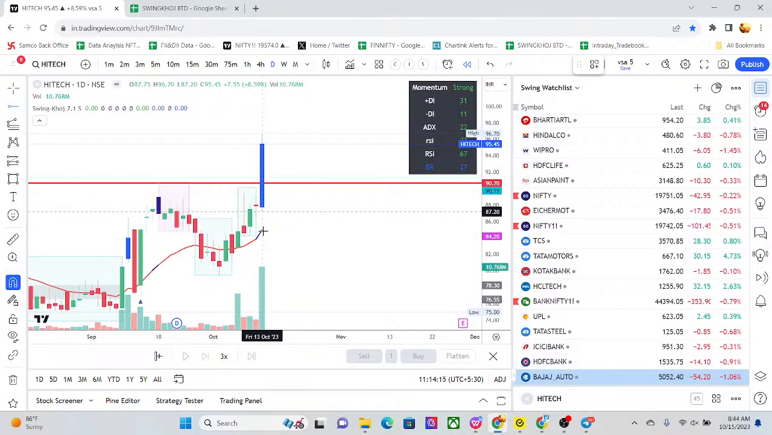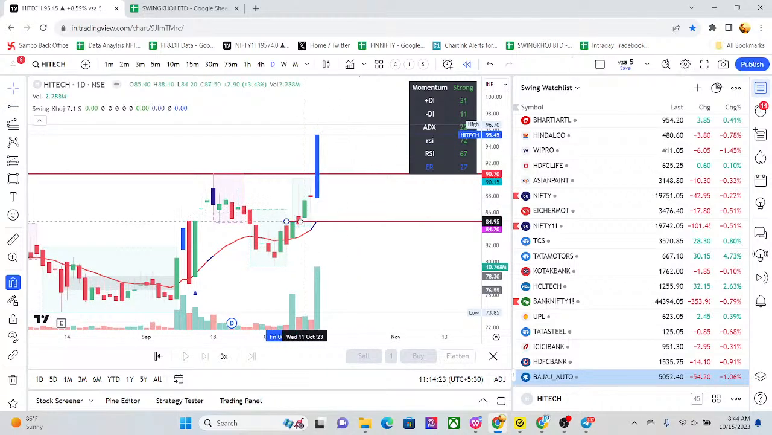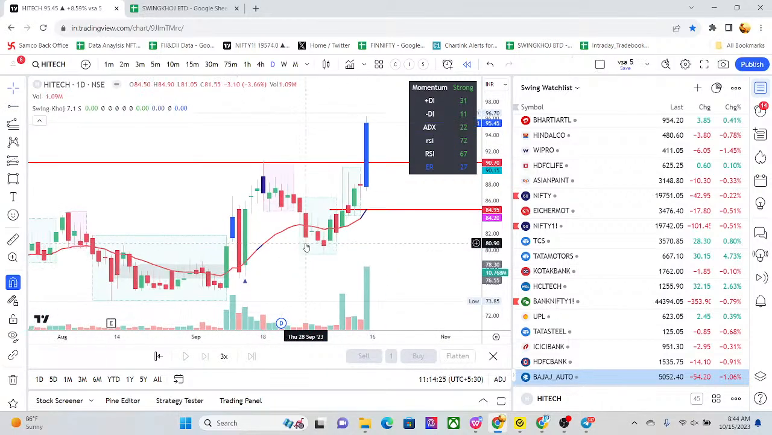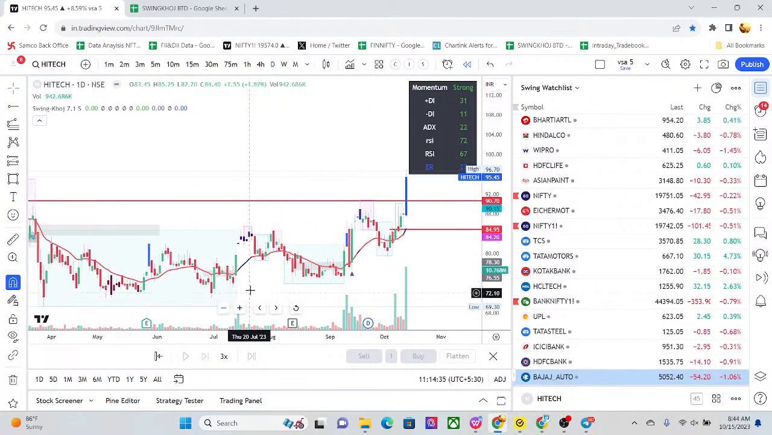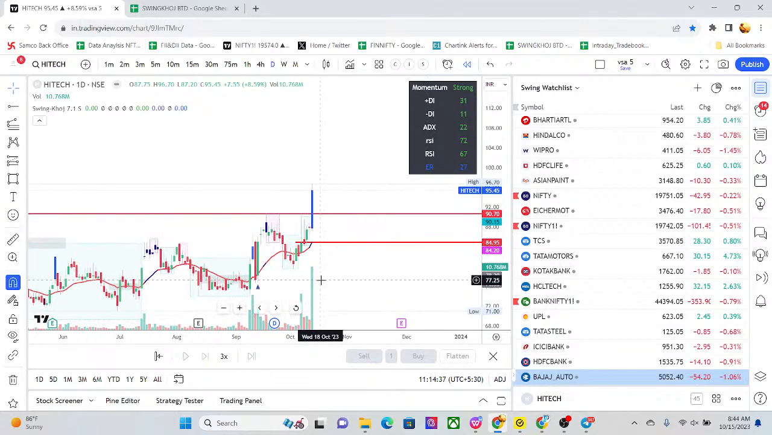So I will ask you to backtest these and check for yourself. It is very hard to teach how to take breakouts. There will be more losing trades than winning trades, but the winning trades will be big winners. So you have to be patient with breakout trading.